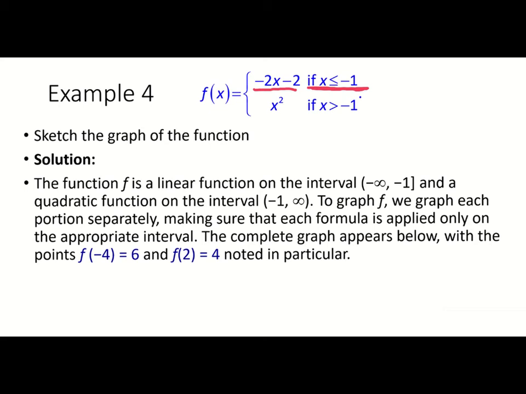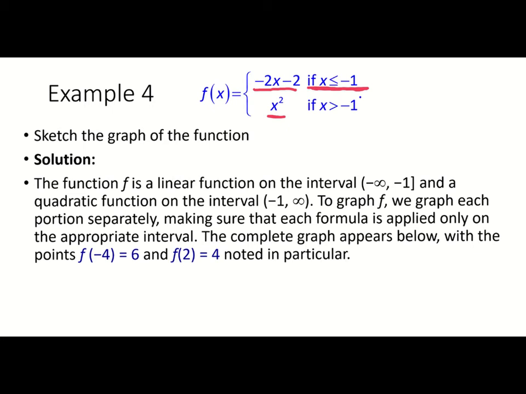The second part of our graph is x squared, so it would be a parabola. In our case, the function exists if x is greater than negative 1. So again, when I'm trying to find x values to graph this, I have to plug in numbers that are greater than negative 1.